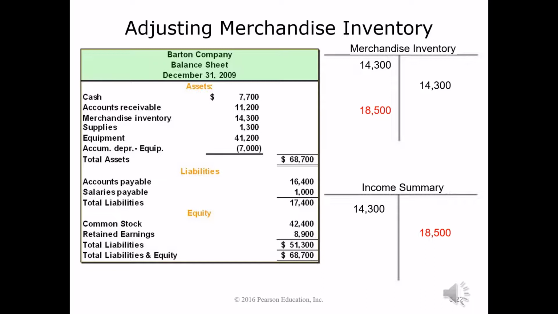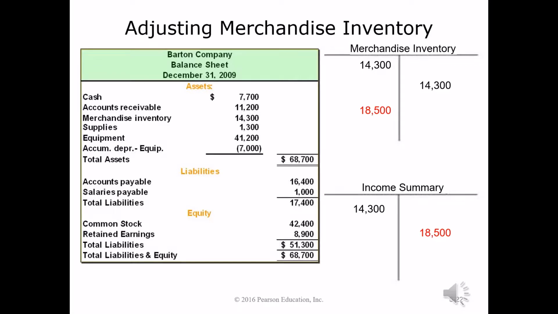So we have cleaned out that old account balance of $14,300 by crediting the account. Now we can debit the account with the new balance of $18,500 and credit income summary for the same amount. By doing this, you can see that we have cleared out the merchandise inventory balance of $14,300 and have reestablished a new merchandise inventory balance of $18,500. This will be our new merchandise inventory balance for the next accounting period.